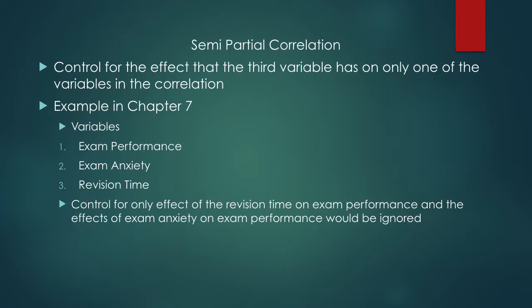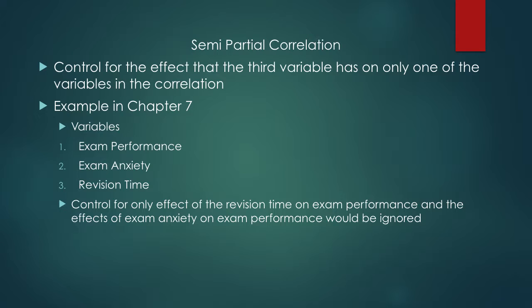I guess if you want to be looking at revision time and exam performance, you would just take out exam anxiety on exam performance and ignore that, because we just want to look at revision time and exam performance. All in all, I think the semi-partial and the partial correlation were definitely the most confusing for me. I still am not sure I have a complete grasp on it.